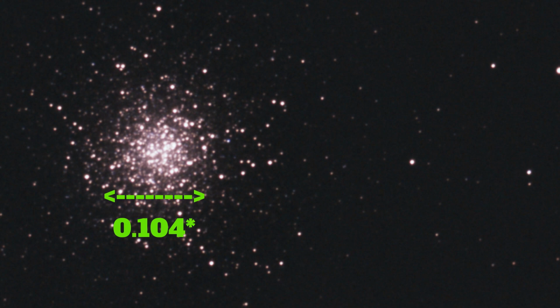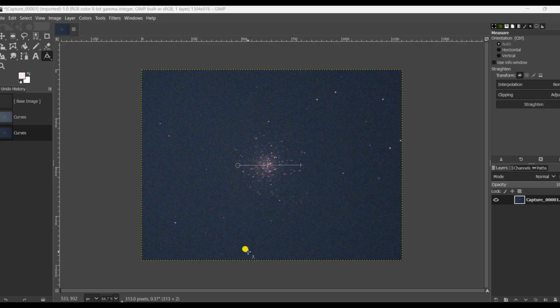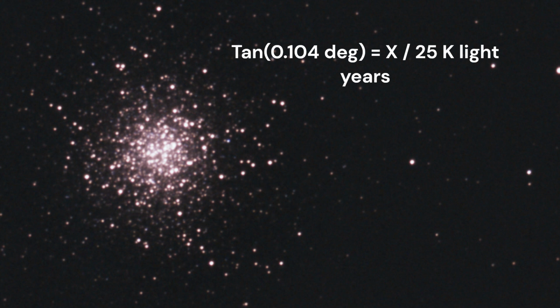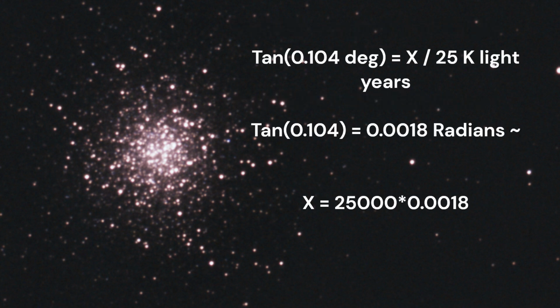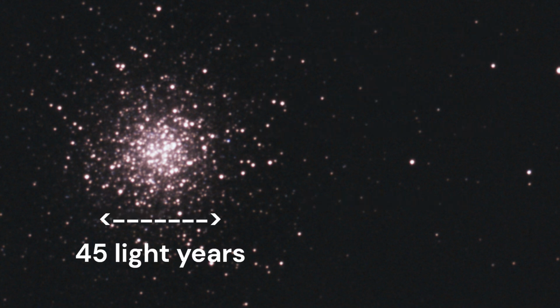So using our trigonometric formula, we can measure the size of the cluster. The tangent of 0.103 degrees is equal to the diameter of the cluster divided by the distance of the cluster. The distance is 25,000 light years, giving the true diameter of the cluster to be an impressive 45 light years.